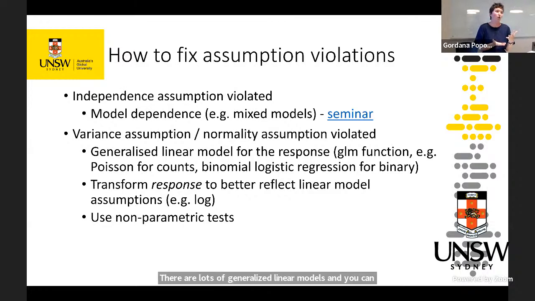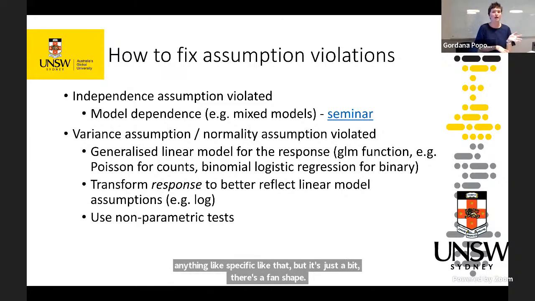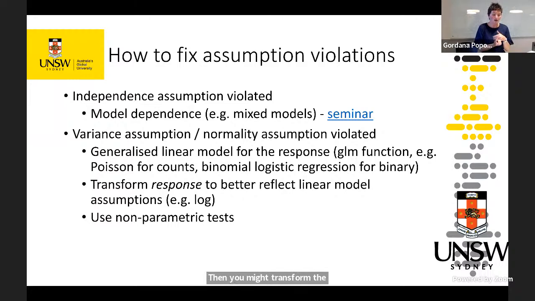An easier thing to do, especially if the data isn't counts or anything specific like that, but there's a fan shape, is to transform the response. You might do a log transformation of the response, and that often takes care of the fan shape. Basically, anything that starts at 0, anything that can't be less than 0 and is positive, a log transformation is a good idea, almost always. So the variance assumption is fixed by transforming the response. Sometimes you can do non-parametric stuff as well. I'm not a big fan, but that's another option.